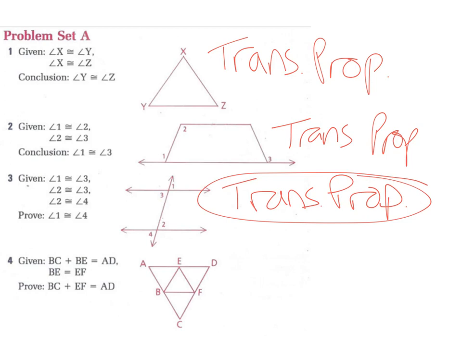Alrighty, next one. It says BC plus BE, the lengths, equal AD, and we have BE equals EF. Well, how could I get that proof statement? Again, we're not just doing proofs here, we're just saying what property it would be. Well, I could take EF and substitute it in for BE, substitution property, SUBS. Don't just put sub prop because we have subtraction, so we have to use 4 letters here: SUBS for substitution, SUBT for subtraction.